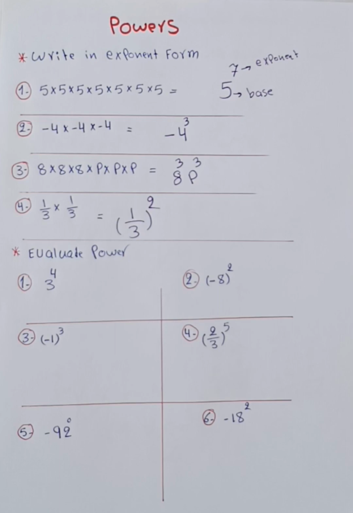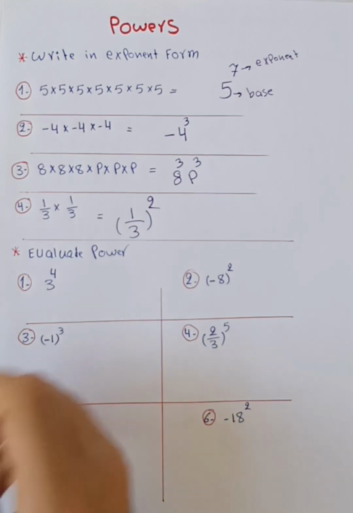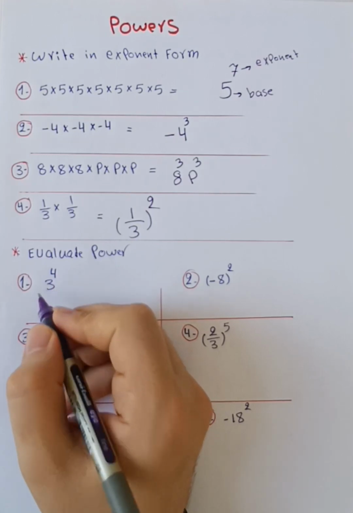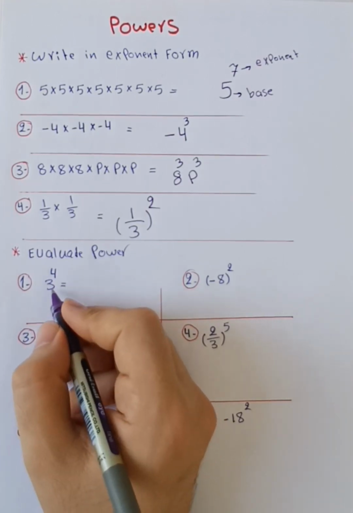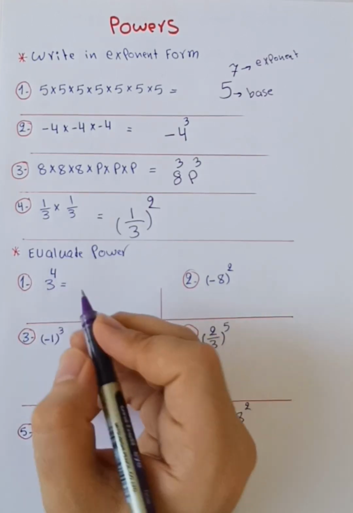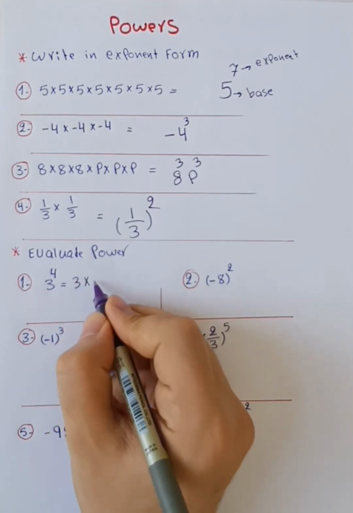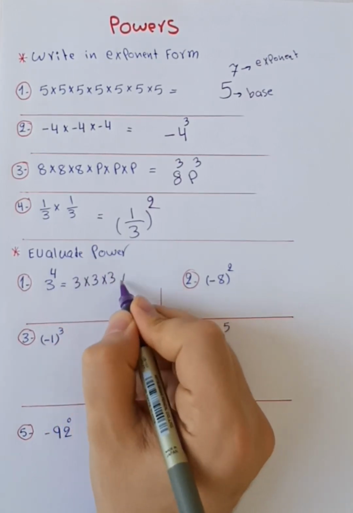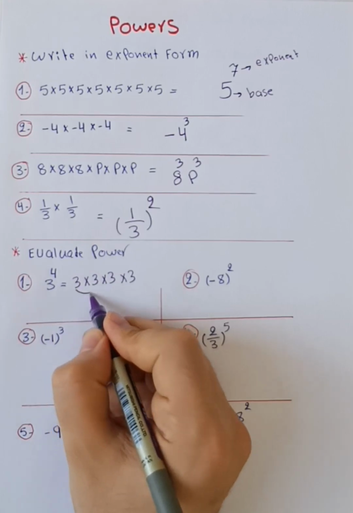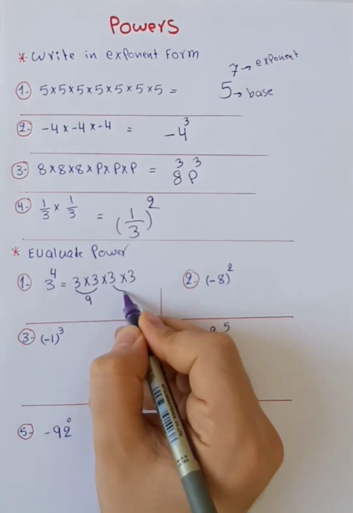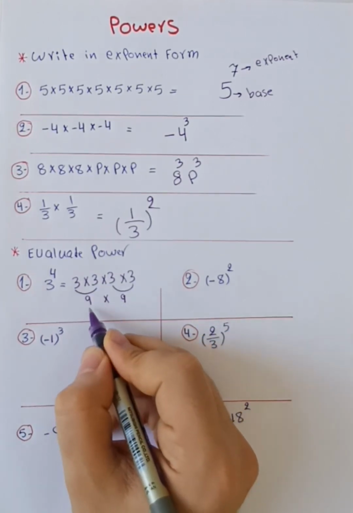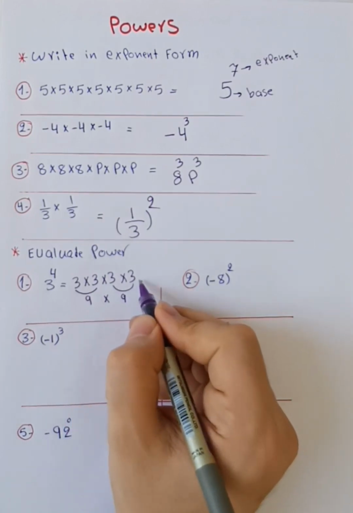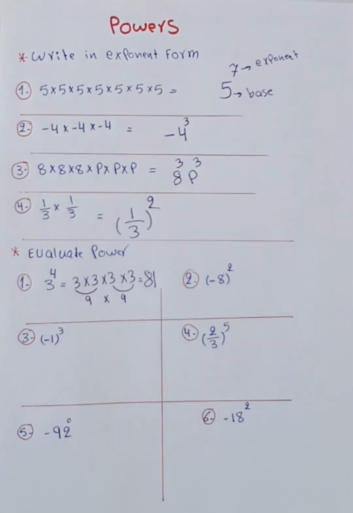After that, the second part of this lesson, how to evaluate the power. We have 4th power of 3. We have to multiply 3 by 3 4 times: 3 times 3 times 3 times 3. So 3 times 3 is 9, 3 times 3 is 9, and then we have 9 times 9 equal to 81.